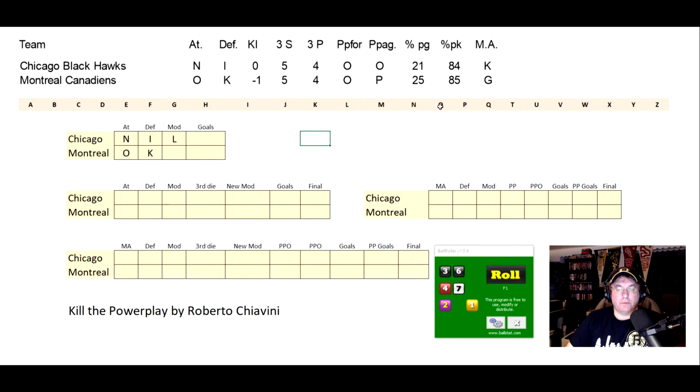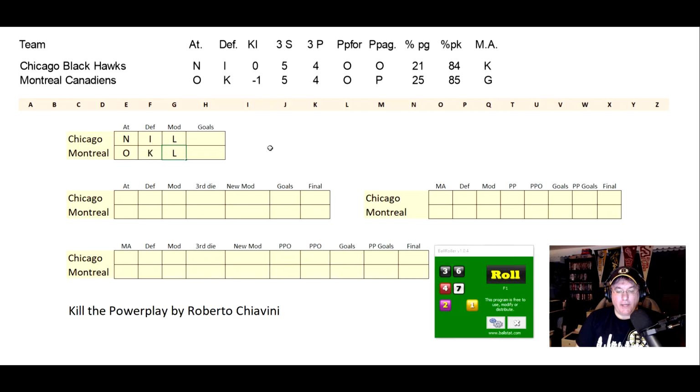For Montreal, we go from O to K. So 1, 2, 3, 4. I'm sorry, O to I. It's I, my bad. O to I. 1, 2, 3, 4, 5, 6. So there's 6 letters in between. Cut it in half is 3. We don't have to worry about any rounding. So we go back to O and go 1, 2, 3. So modified column L. So right now, if I did that correctly, both teams will be rolling off of column L.